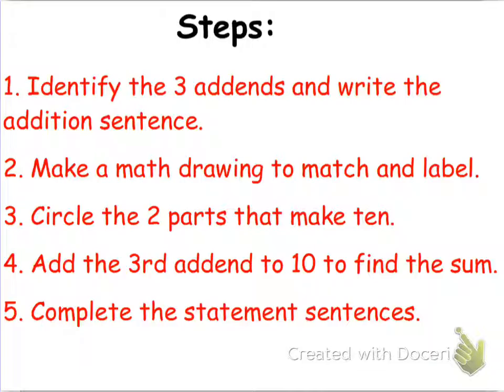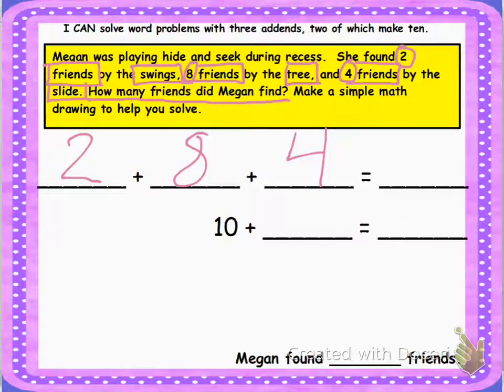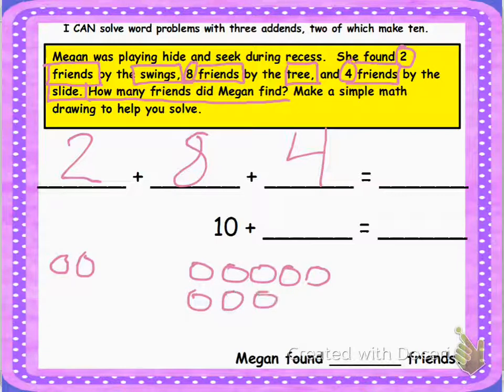Okay, so now let's see what our step number 2 is. Number 2, so I'm going to check off my number 1 because we did number 1. Number 2, we're going to make a math drawing to match, and then we're going to label. So we're going to make a math drawing in this little space under these number sentences. So we're going to draw 1, 2, then we're going to draw 8, 6, 7, 8, and then we're going to draw 4. Now I'm putting some space in between so that we could see easily that this is 2, this is 8, and this is 4. Okay, and then we have to label it, it said.